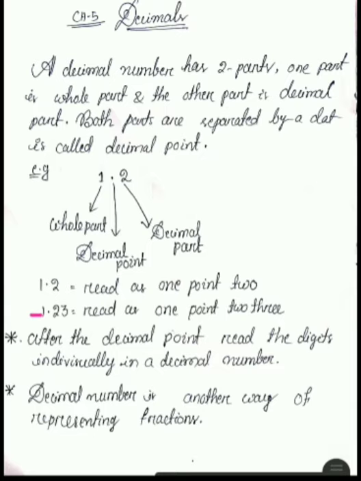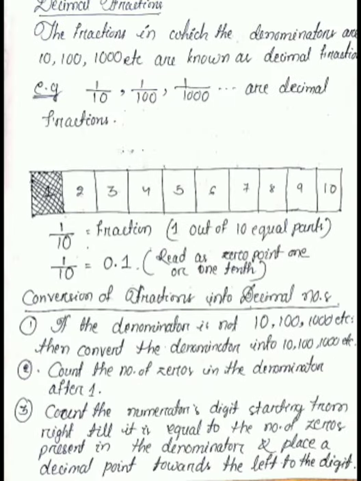Now, a decimal number is another way of representing fractions. Okay, so what do you mean by decimal fractions? Just have a look here. The fractions in which the denominators are 10, 100, 1000, etc. are known as decimal fractions. Example: 1 by 10, 1 by 100 and 1 by 1000 and so on are decimal fractions. Okay, so students, just see one example.